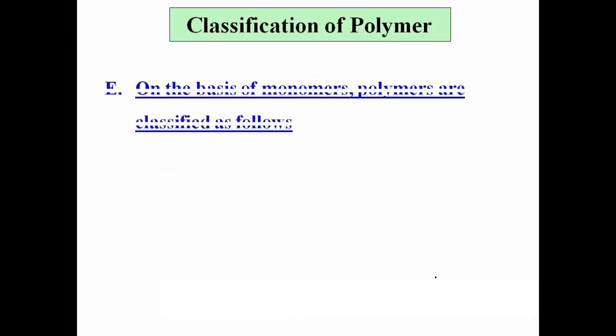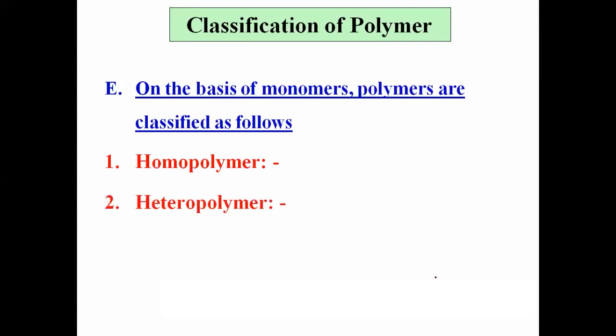Okay, now let us see the last mode of classification, and that last mode is on the basis of their monomer. Means actually what is the nature of monomer? On that basis, they are classified into two types. One is the homopolymer, and the second one is the heteropolymer. Okay, these are the two types of polymer on the basis of the nature of monomer.